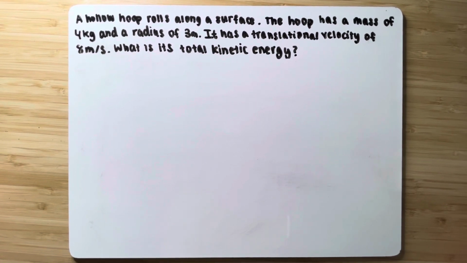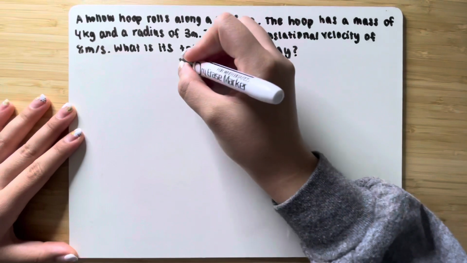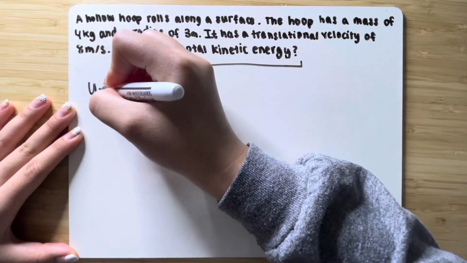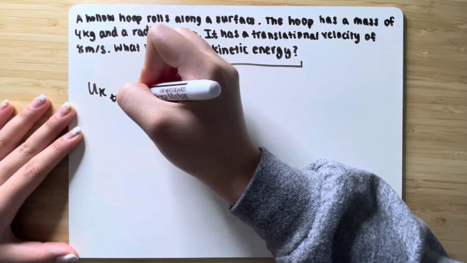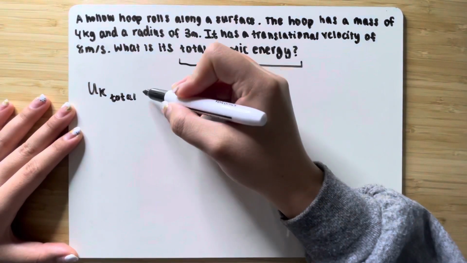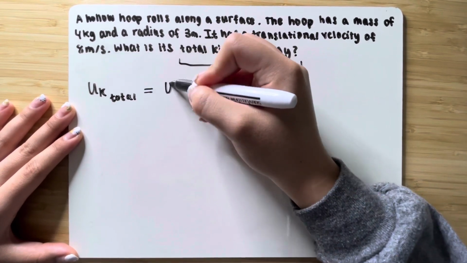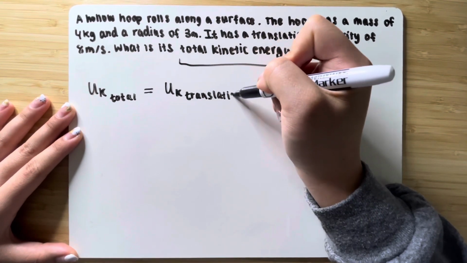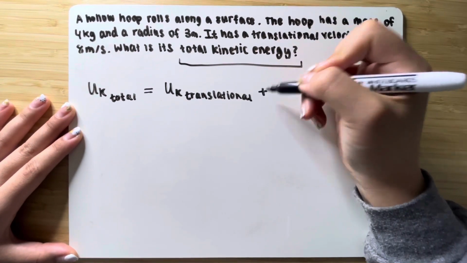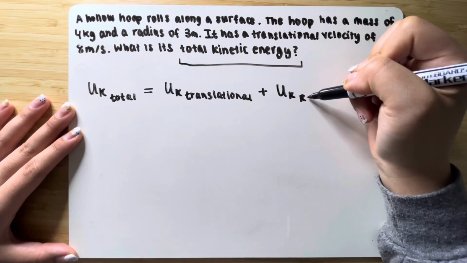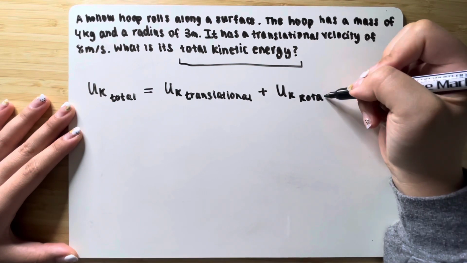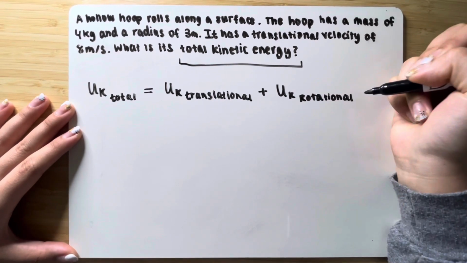For any problem like this, you need to begin by recalling the equation for total kinetic energy. The total kinetic energy, U sub k, means kinetic energy, equals translational kinetic energy added with the rotational kinetic energy. Because there's two types of kinetic energy, translational and rotational. To find the total, you just add the translational and the rotational together.